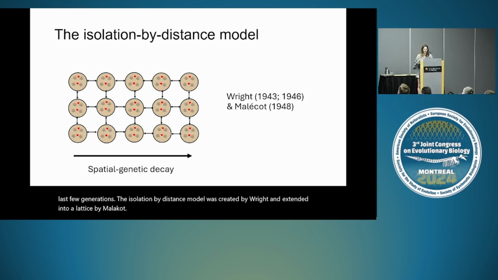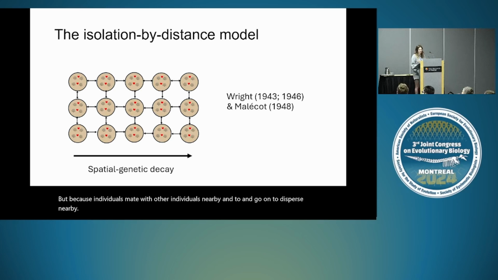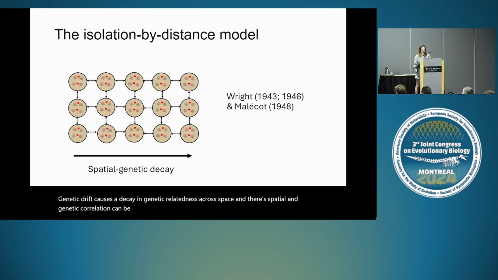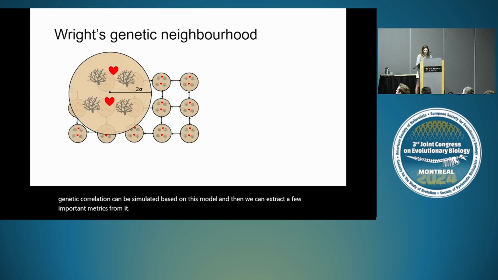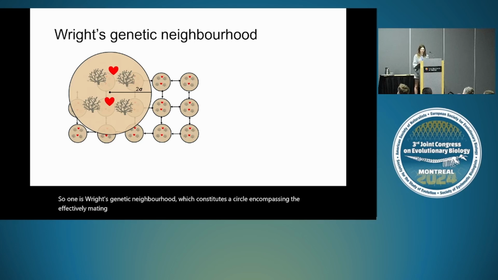But because individuals mate with other individuals nearby and go on to disperse nearby, genetic drift causes a decay in genetic relatedness across space, and this spatial and genetic correlation can be simulated based on this model, and then we can extract a few important metrics from it. So one is Wright's genetic neighbourhood, which constitutes a circle encompassing the effectively mating individuals, scaled by 2 sigma.